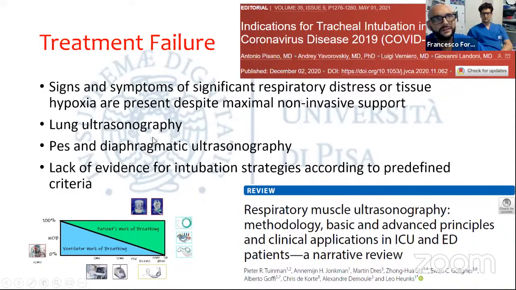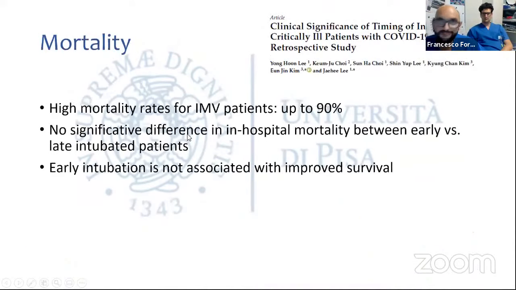Probably we can use the ultrasound of the diaphragm. We can use different values or different scores just to try to create, to adapt the right treatment for the right patient. And this is at the moment very, very difficult because there are no studies on the benefit of early versus late intubation, or no studies that have significant data on non-invasive versus invasive ventilation. So probably we have to consider that more data are required.